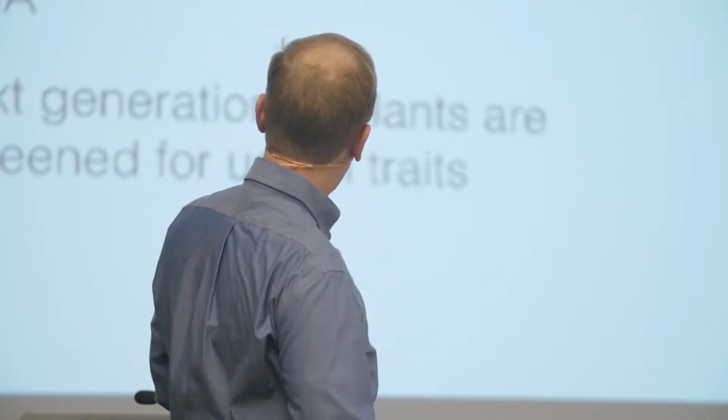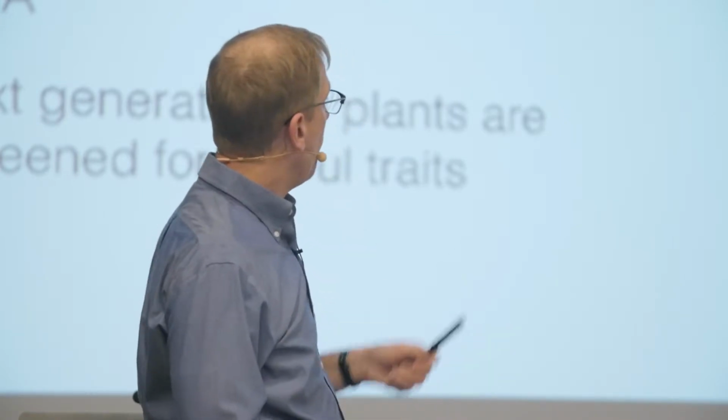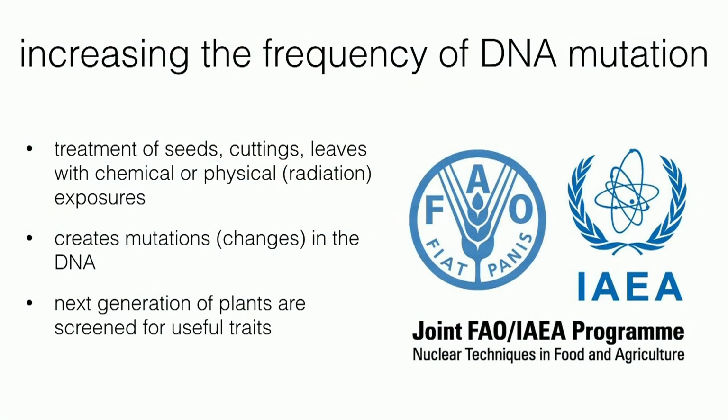Just like if it had naturally occurred from ultraviolet light, that type of radiation causing a mutation in the plant. And then I screen the next generation. Now, this is part of this joint FAO IAEA program, which is essentially something that was started around the time of the Second World War. It was atomic energy, nuclear energy for peace.